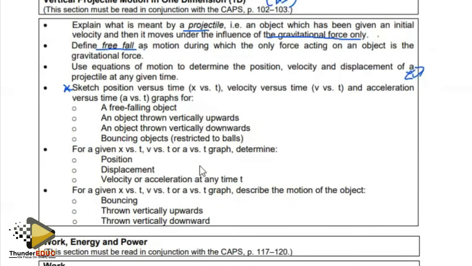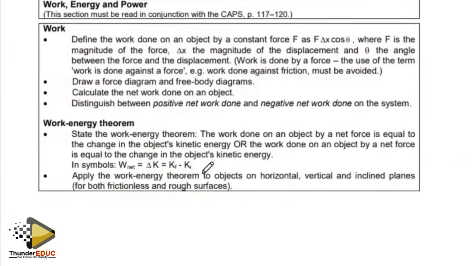So we need graphs for a free-falling object, for an object that is thrown upwards, an object that's thrown downwards, and then an object that is bouncing. From the graphs, we also need to know how to determine the position, the displacement, the velocity or acceleration at any time. Then still from the graphs, we need to look at the motion of bouncing and of objects thrown vertically upwards, and that's basic.